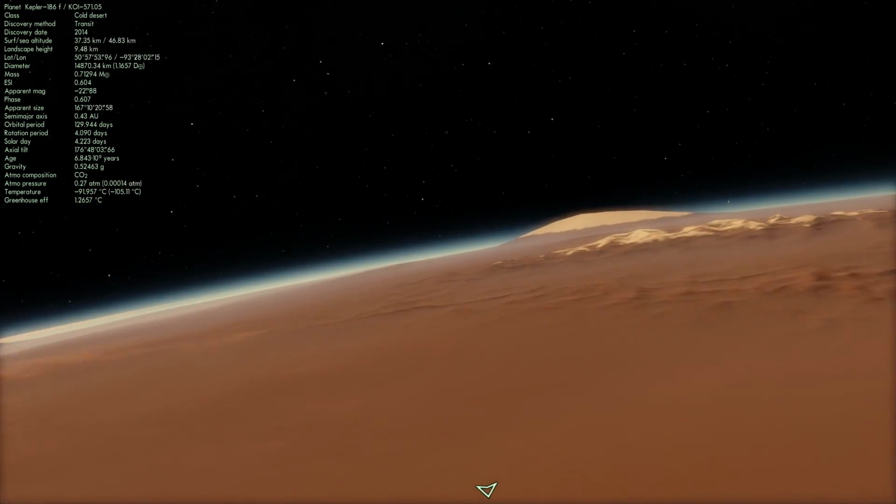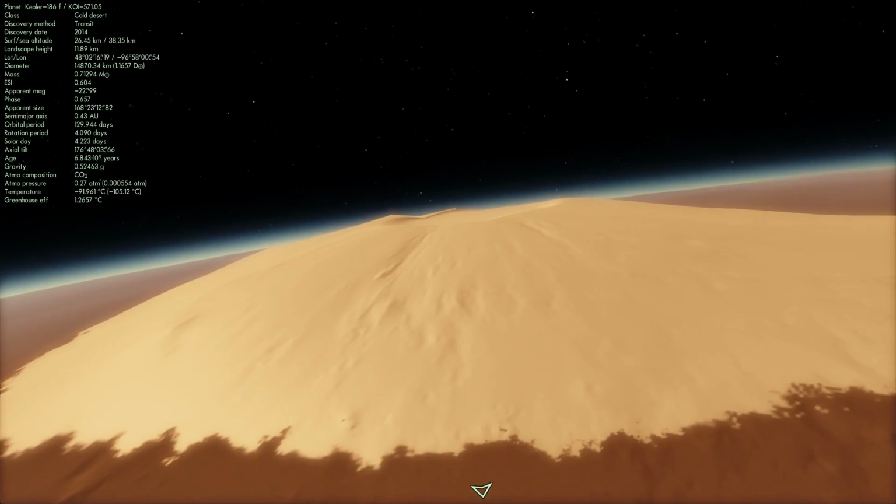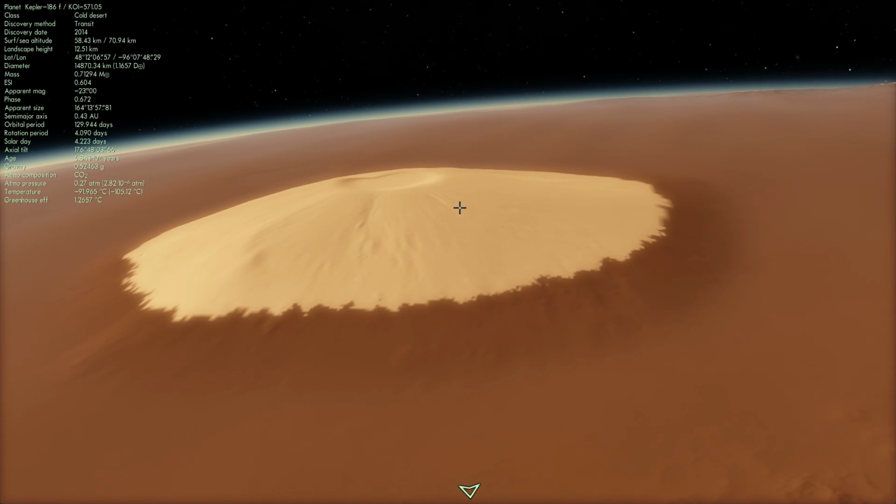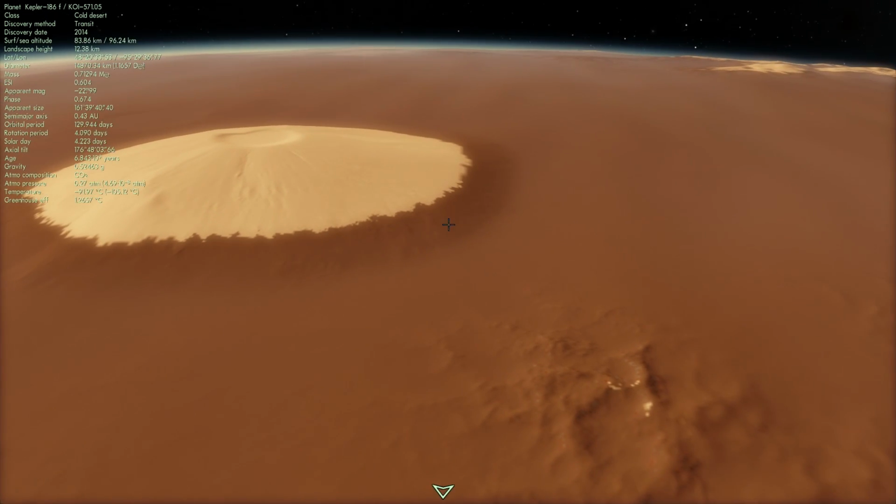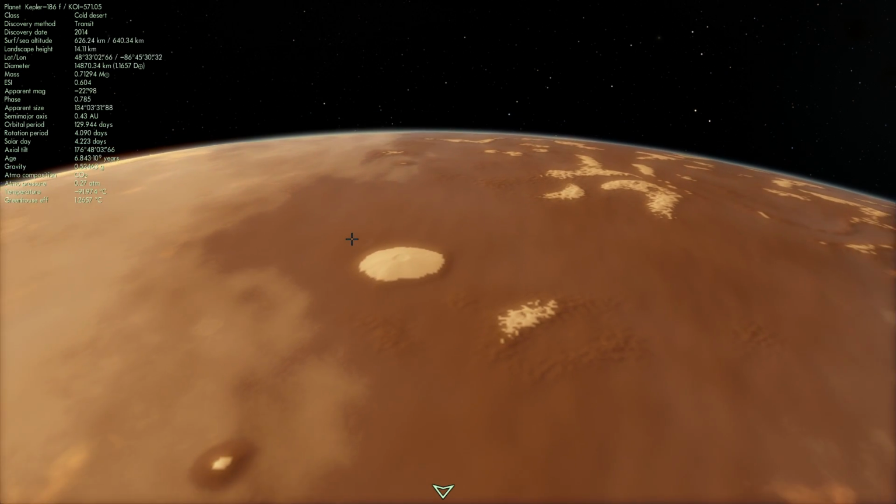Now, this actually looks very beautiful. Look at this huge mountain here. It's like Everest that actually used to be a volcano. And it seems to be sticking out of the atmosphere here.